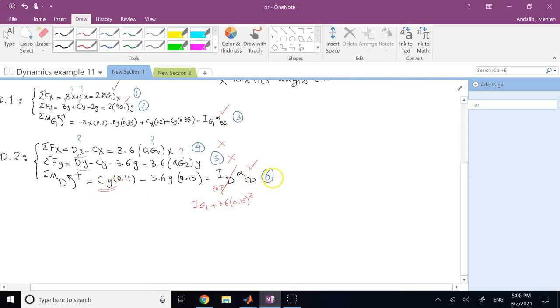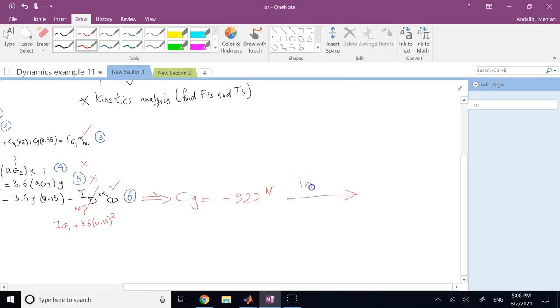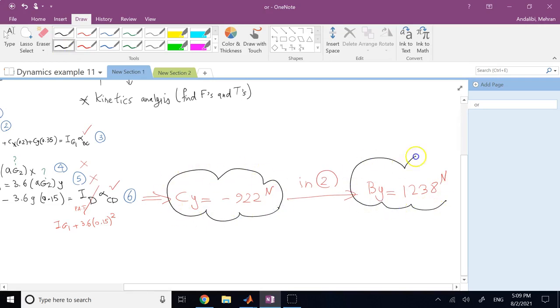Once you know alpha CD that you do, from equation 6 you can definitely find Cy, which will be negative 922 newtons. And now if you go and plug that into equation 2, which has only Cy and By, now the only unknown in 2 is going to be By, because Cy is now known. So I'm going to plug this into equation 2. That should give me By, and By is going to be 1238 newtons. Okay, so this is Cy, this is By.